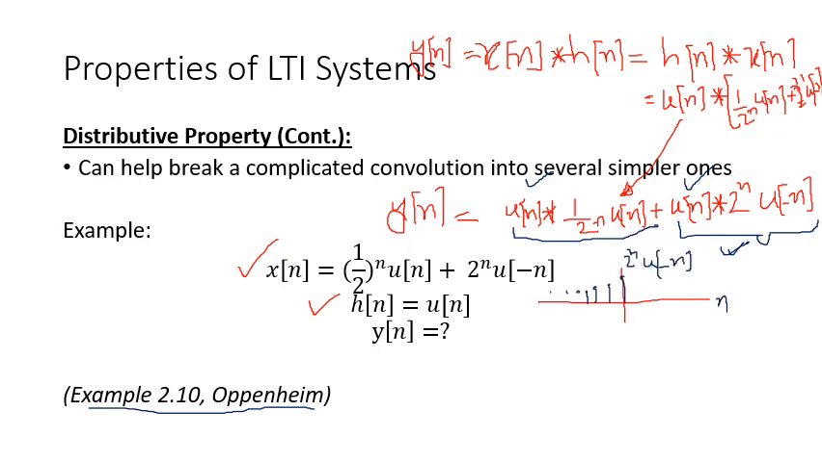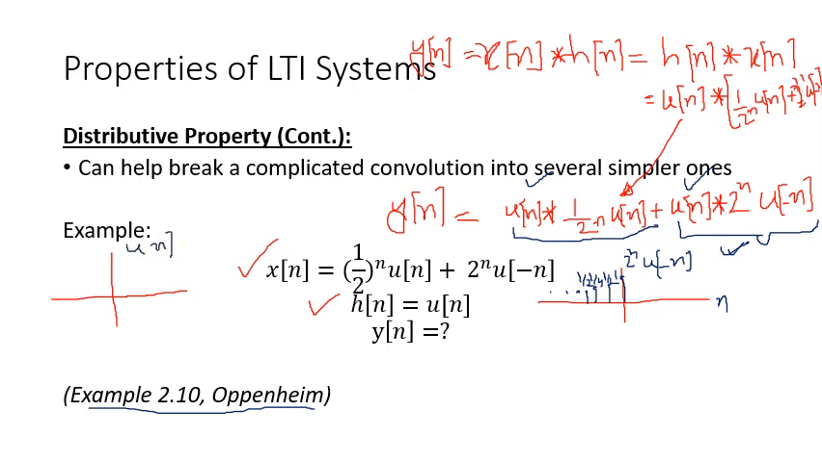So at this point it has value 1, here it will be 1/2, right? Here it will be 1/4, 1/8, and so on, right? Now to plot the second part, maybe I plot it here. The second part is just the step function, so you understand it is just u of n.